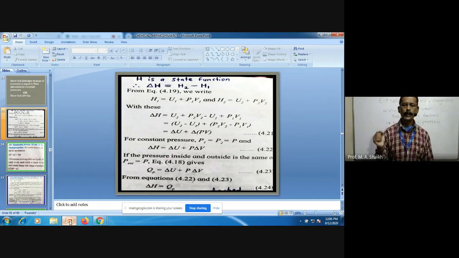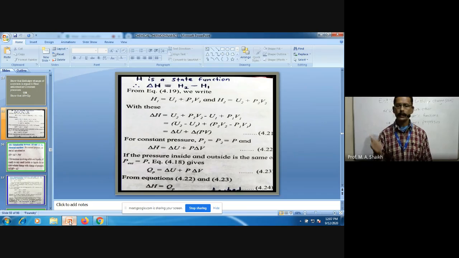What is U2 minus U1? It is delta U. By putting this, you can write, therefore, delta H is equal to delta U plus P delta V. So what we are getting, delta H is equal to delta U plus P delta V. Suppose this is equation number 4.22 as given on the slide. Then what to do? We have to show delta H is equal to QP.